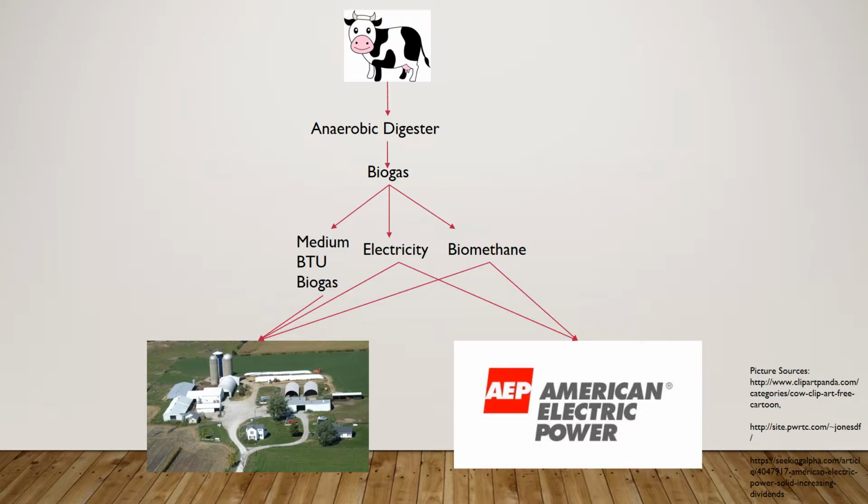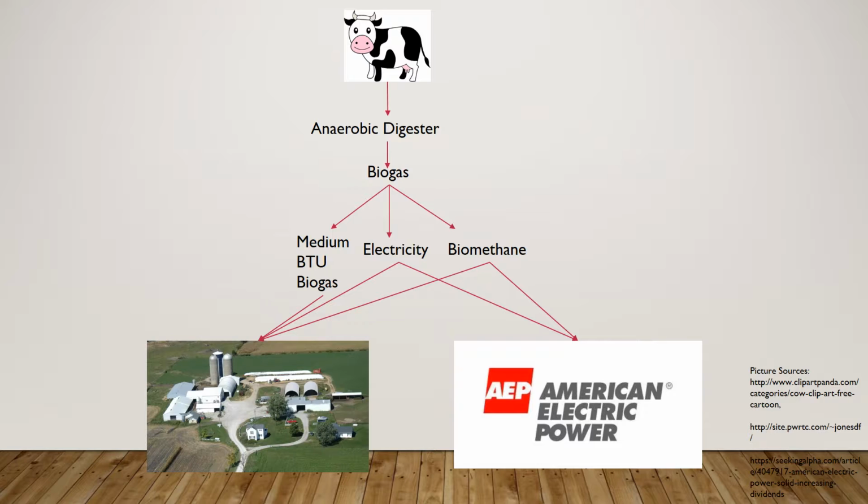On the right side of the diagram, the first step involves the manure and other organic substrates produced by the cow being collected in the anaerobic digester. The digestate is then converted into biogas. If water and hydrogen sulfide are removed from the biogas, then the medium BTU biogas is created and can be used on the farm to power boilers, heaters, chillers, etc.